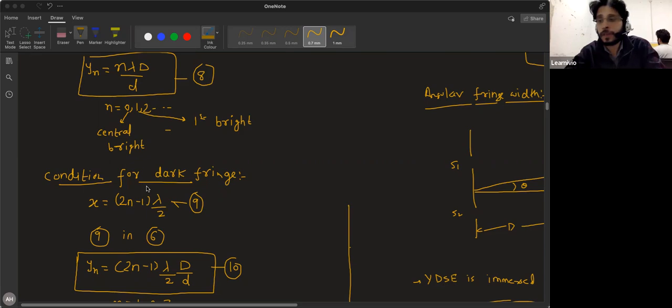Sir, but if the width is the same, will they be the same? No, the width will be different. No, the width will be the same. Yes, bright and dark fringes will have the same width. See, if the slits have the same width, that means the intensity of light coming from both the slits will be the same. The intensity of the dark fringe will be exactly 0. The intensity of the bright fringe will be 4 times. That will be a very special case.